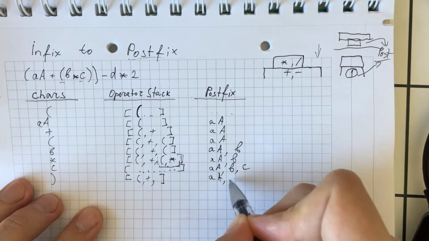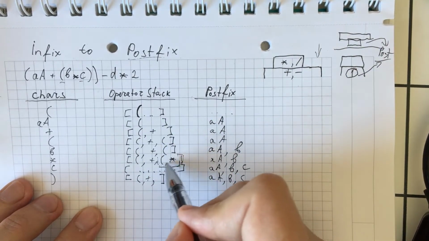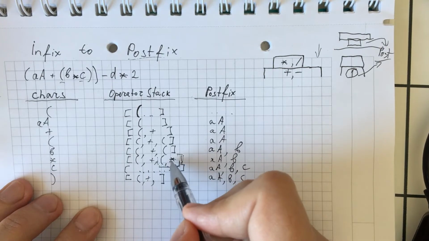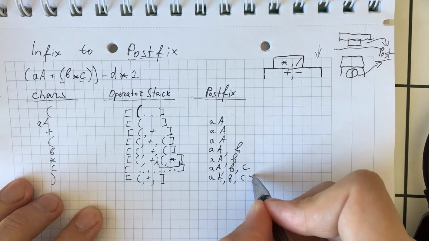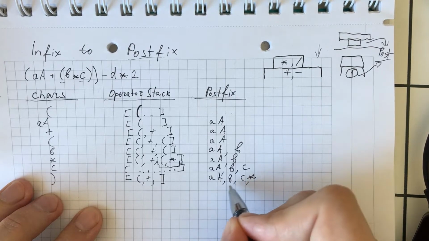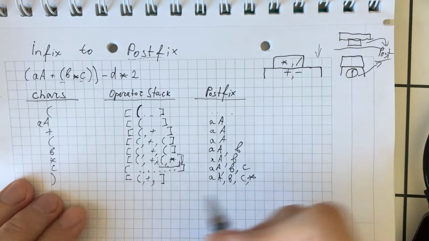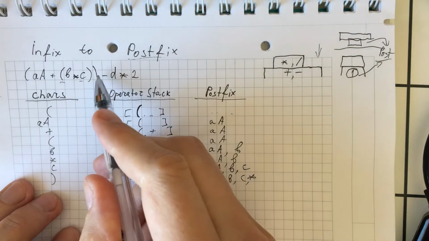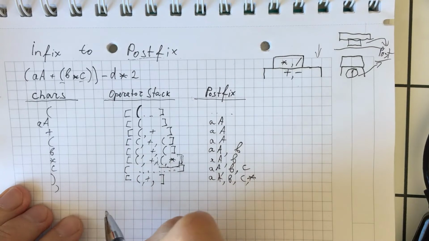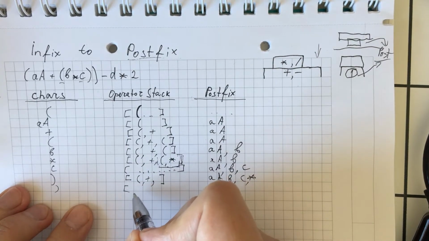And we push existing operators inside the scope to here. A, B, C, multiply. And we've got another closing paren. Another closing paren. What do we see?